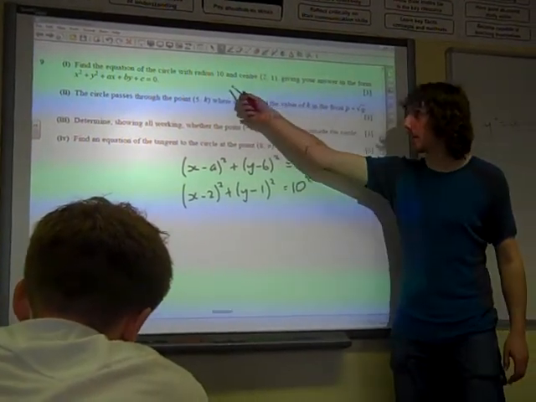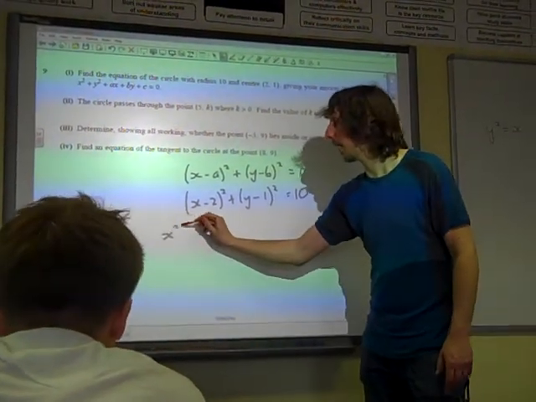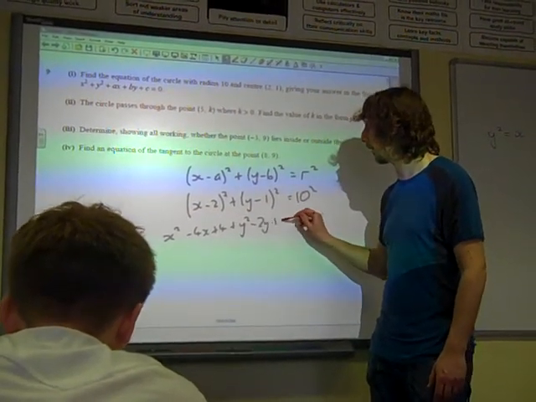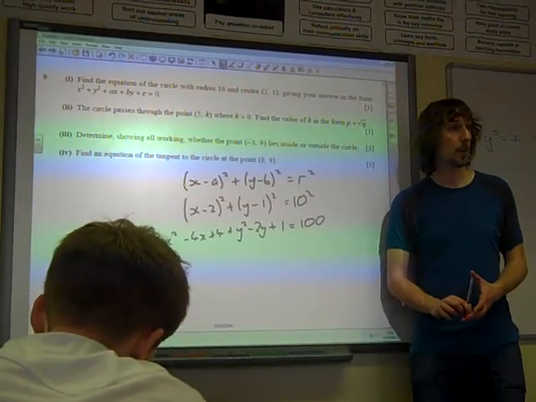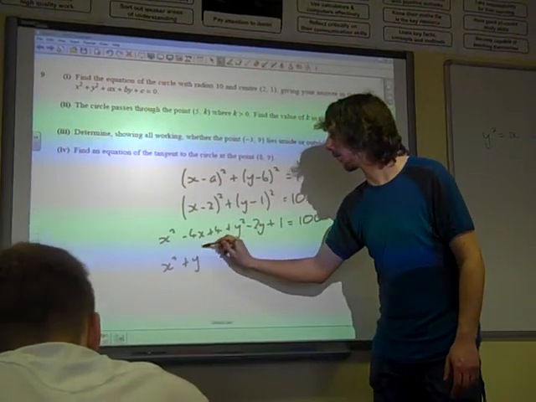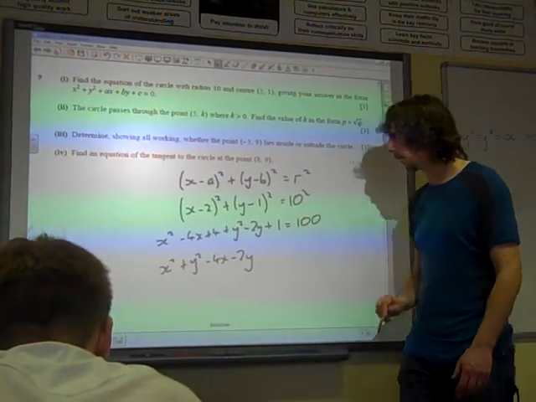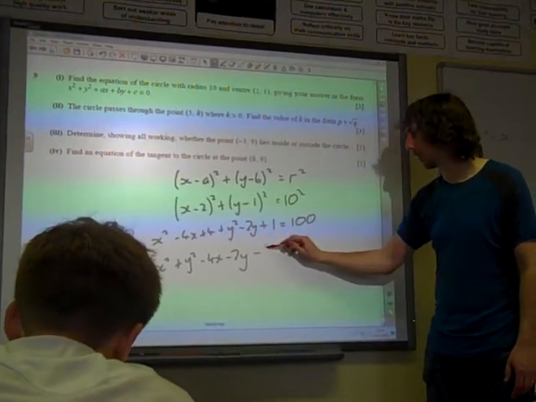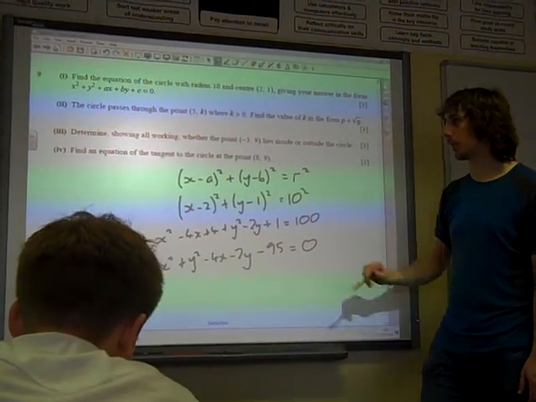We wanted to give it in this particular form, so all we have to do is multiply out the brackets: x squared minus 4x plus 4, plus y squared minus 2y plus 1, is equal to 100. Let's tidy it up, get it in exactly the form they wanted. So x squared plus y squared minus 4x minus 2y, and with the numbers we've got 4 plus 1, take away 100. So we've got minus 95 in there, and that's it. That's a pretty good 3 marks.